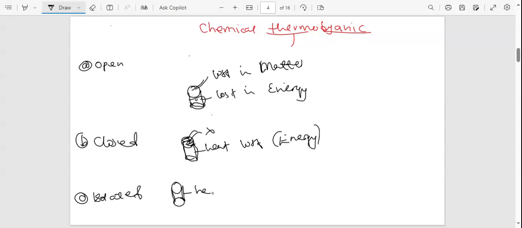All right, and also since it has a lid, something like that, you close it on top there, and also matter won't be lost. All right, and also the heat won't be lost. So in an isolated system, you find that there are two of them. Both won't be lost.